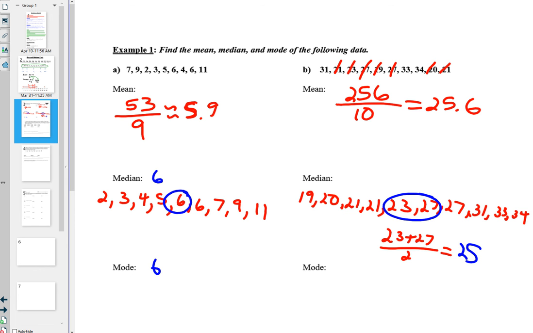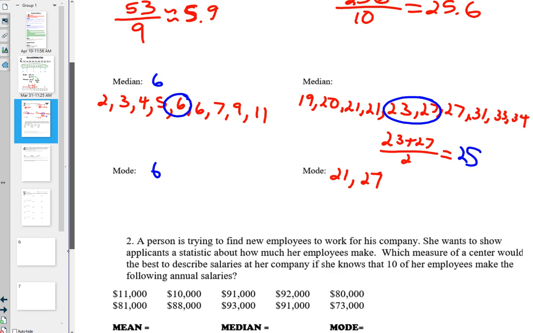Does this set have a mode? Yes, it actually has multiple modes. It has more than one mode. What are the modes here? Yeah, 21 and 27. Those are both modes. The only way it wouldn't have a mode is if nothing appears more than once.